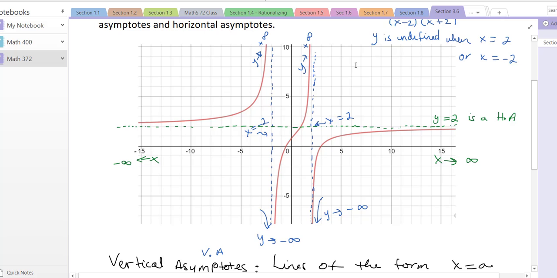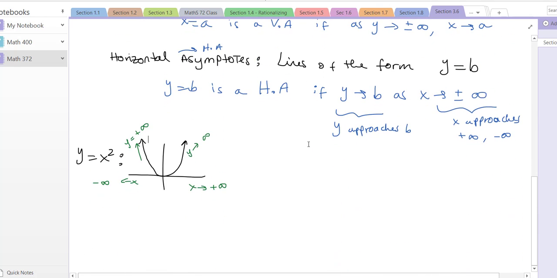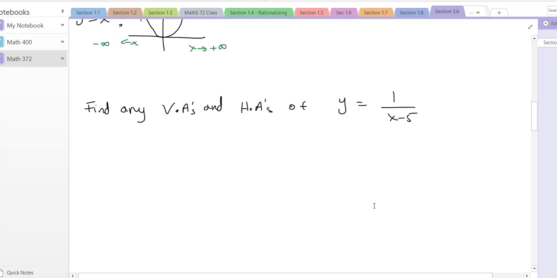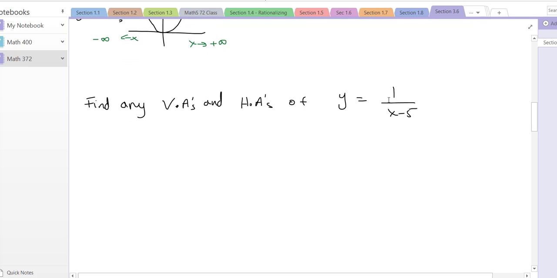So let's try another example. I'm finding the vertical asymptotes and horizontal asymptotes of y equals 1 over x minus 5. Now you may recognize that this looks familiar. This 1 over x minus 5 is a transformation of which function? It's a transformation of y equals 1 over x.